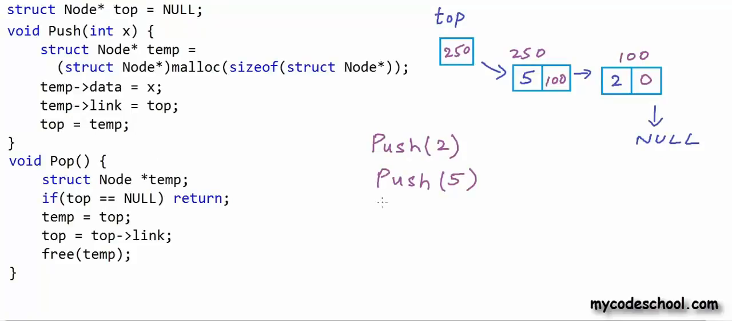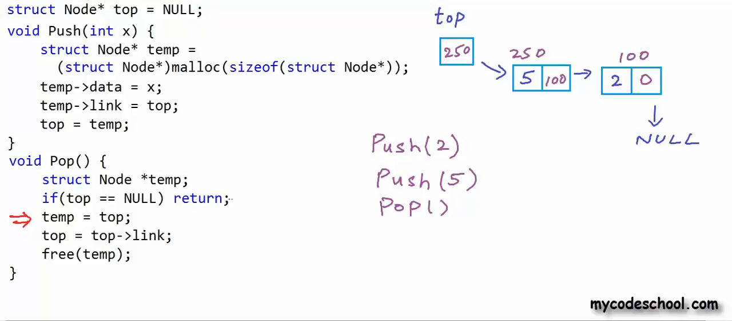Let's say for this example, I'm making a call to pop function. We can check whether stack is empty or not by checking whether top is null or not. If top is null, stack is empty. In this case, we can throw some error and return. For this example here, stack is not empty.